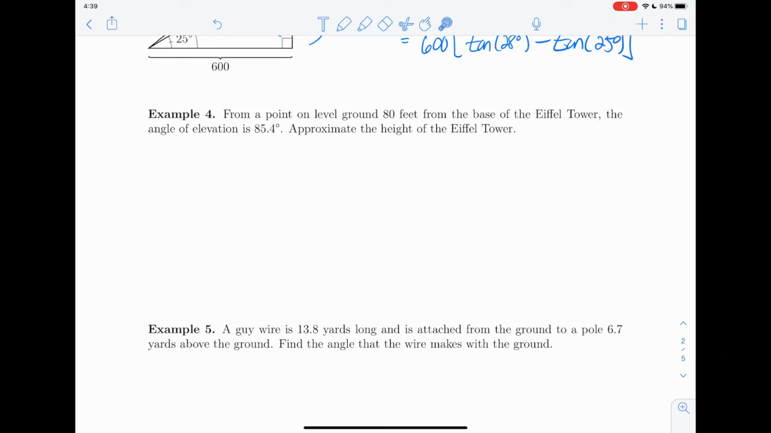Now, the first thing you have to do when you look at this is draw a picture. So maybe this is the Eiffel Tower right here. There we have some Eiffel Tower looking structure. And we have a magic point all the way over here to the left. And what we've determined is that we are 80 feet away from the base of the Eiffel Tower. So this length is 80 feet.